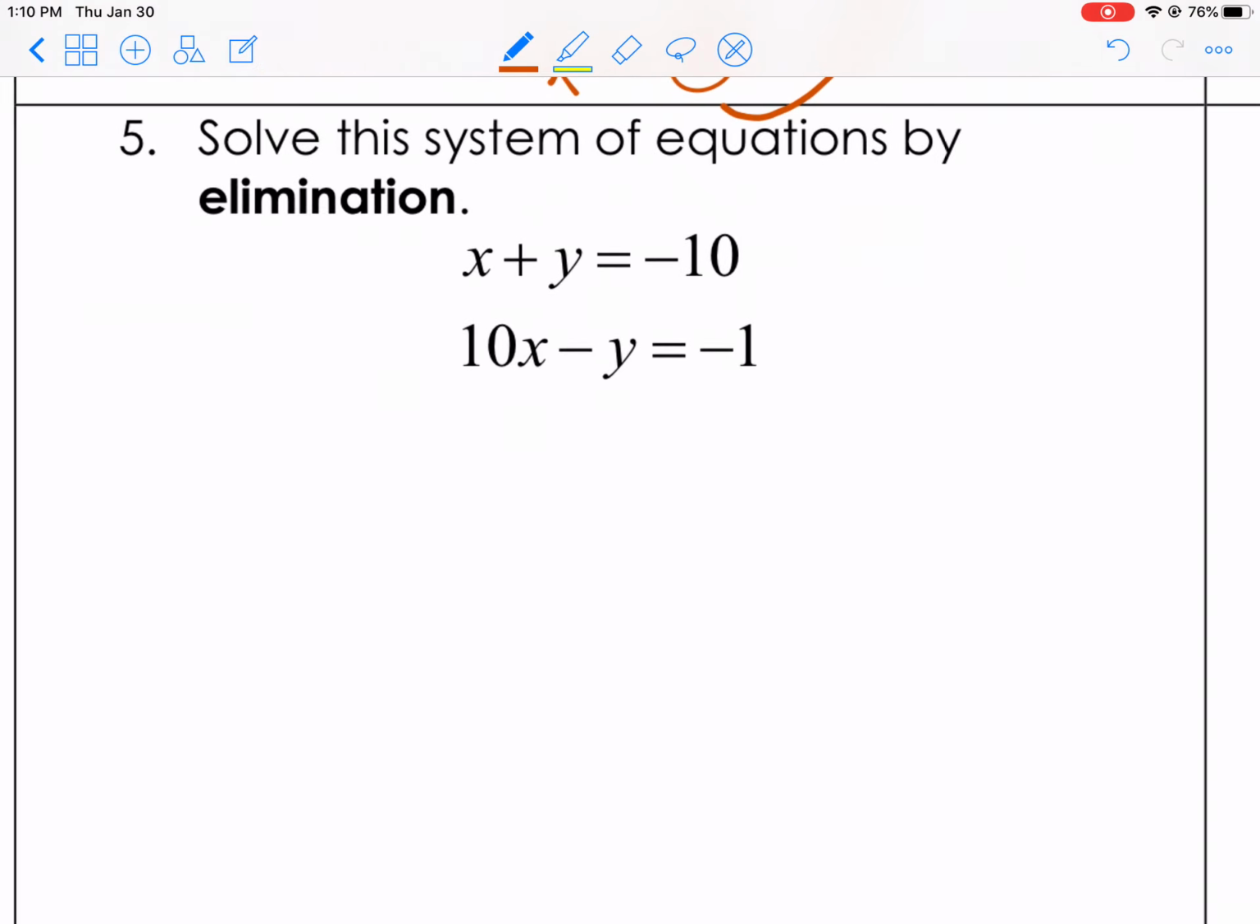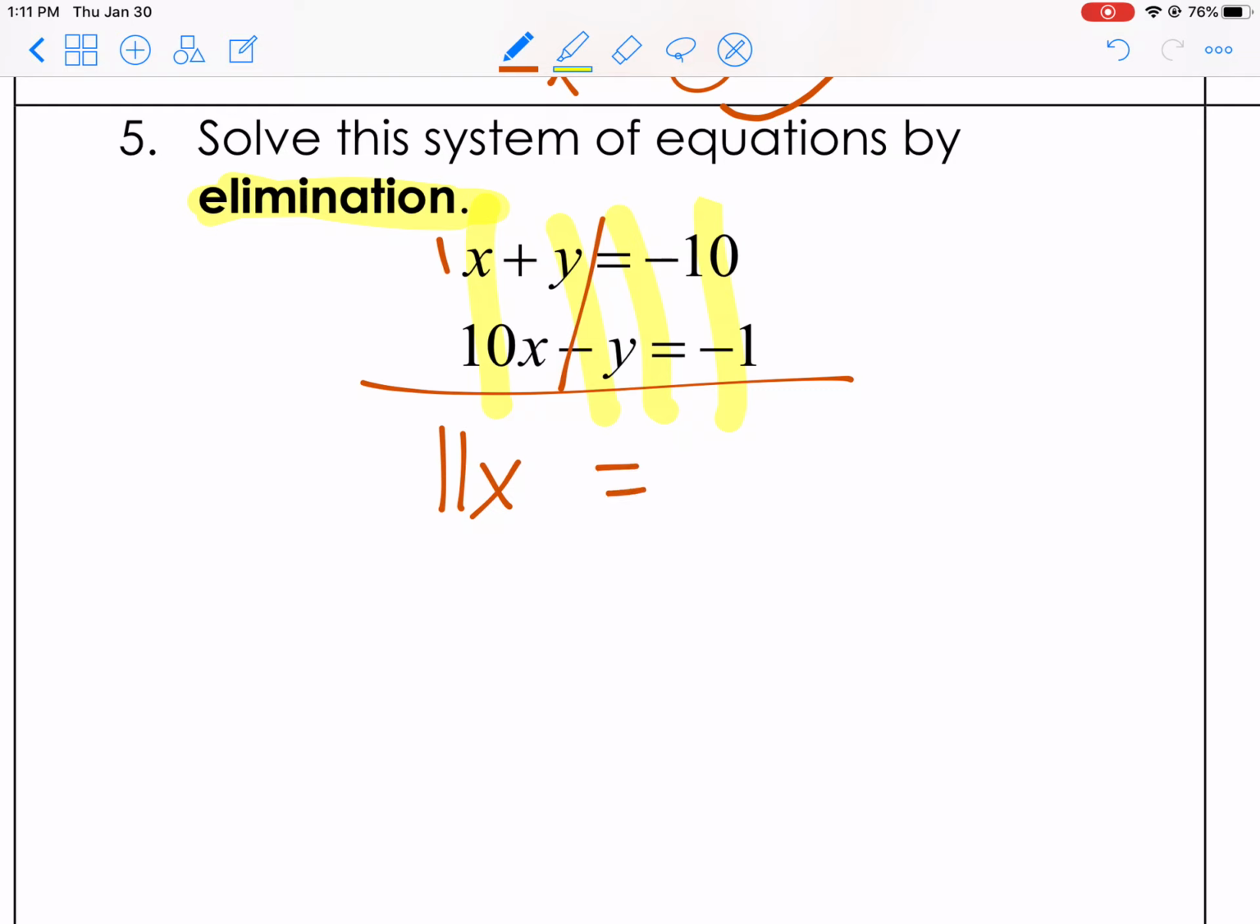Okay, on number 5, they want us to use elimination. That's what's being requested. I put a note on the board about elimination that says here you're going to add the equations together and you want to get rid of one of the variables when you do that. So if I were to add these together, notice I have the x stuff lined up, the y stuff is lined up, the constants are lined up, equal sign lined up. So I'm just going to add right down. So I have 1x plus 10x, that's 11x. 1y minus 1y, that's 0. Negative 10 minus 1, that's negative 11. So just like that, I can solve for x.